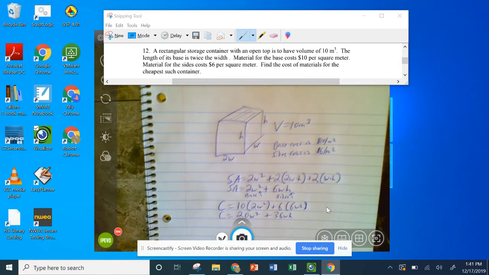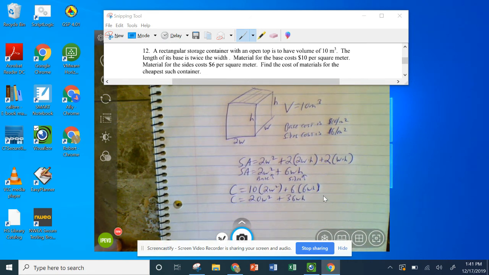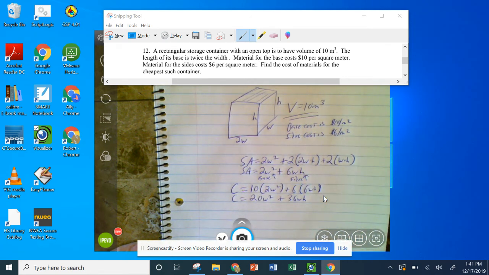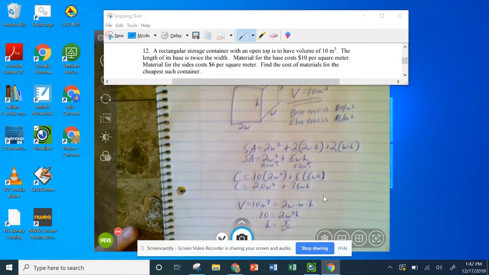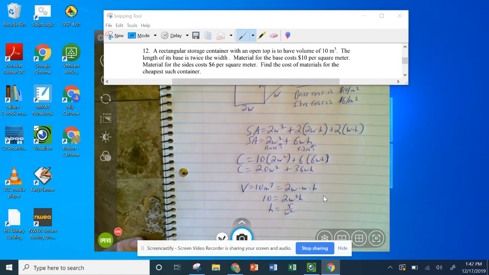The problem is there's more than one variable, which we never like to have if we can avoid it. Luckily, they gave us the volume. The volume is 10 cubic meters. The volume is also 2w times w times h. So 10 equals 2w squared h. So h equals 5 over w squared.